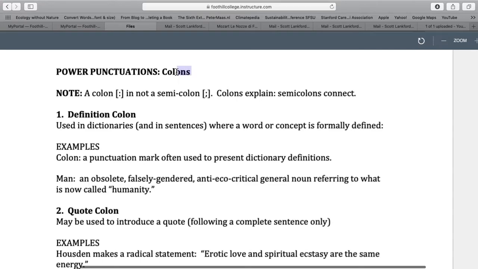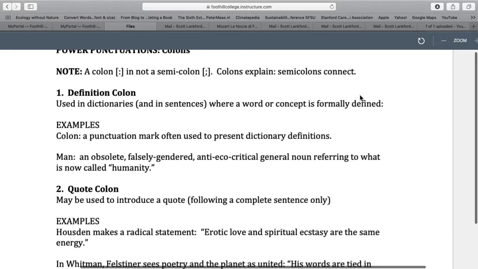And first thing, of course, I need to remind you is that these are not the same as semicolons. Colon is like two periods double stacked. Semicolon is a period and comma kind of hybrid. To think about the difference, they do overlap, but my way of explaining the difference would be to say colons explain and semicolons connect. And you want to look also at the semicolon power punctuation video if you're confused about the difference between the two.